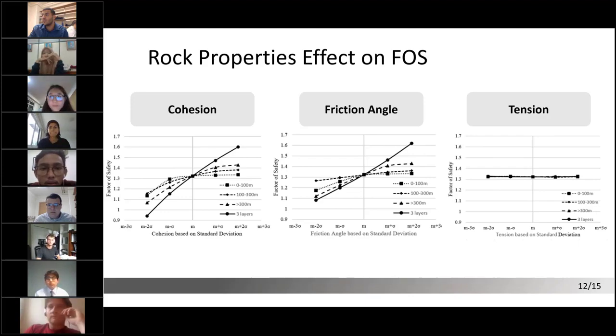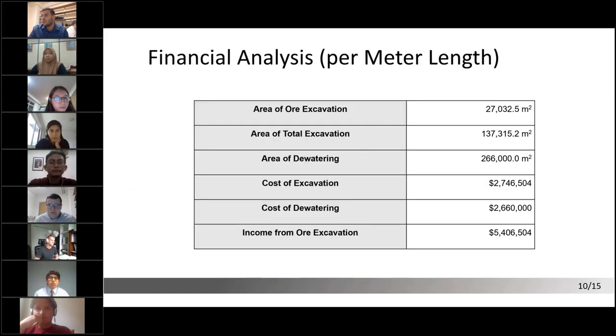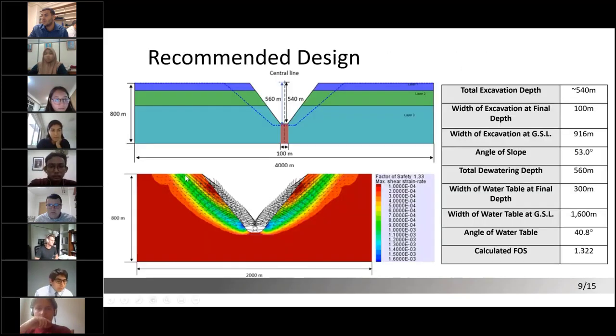Maybe I can ask just a quick clarification. When you do the analysis, are you assuming that the failure surface is above or below the groundwater, the phreatic surface? I think, let's take a look. I think when we look at it here, the failure surface is going through the groundwater table.